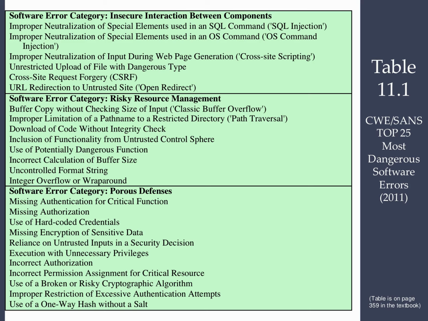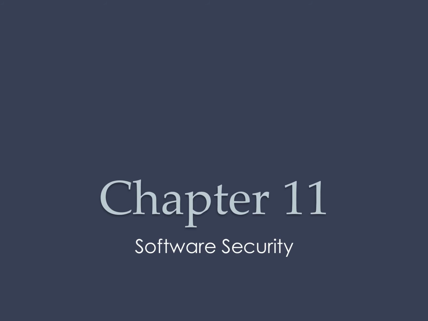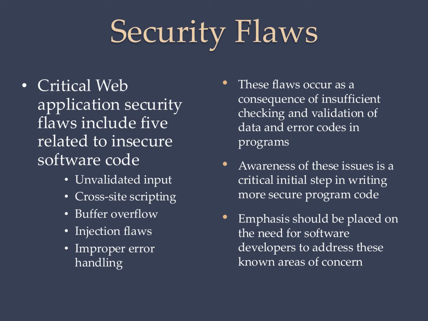So we will start with this one, then we will go to buffer overflow afterwards. We will start with software security in general. So let's define the software security flaws. First of all, the critical web application security flaws include five related to insecure software code. These are related to each other, and these are the insecure software practices.